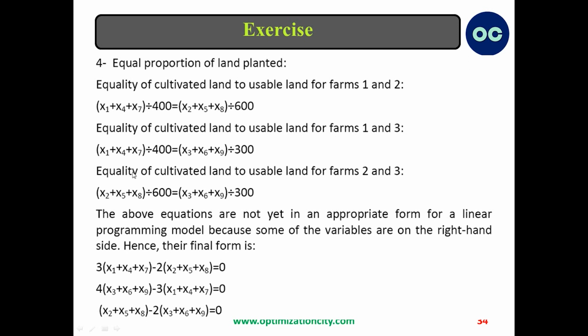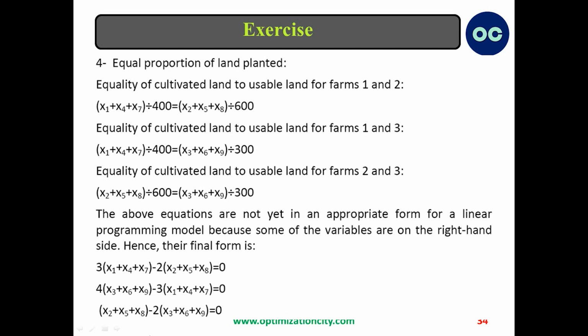Equality of cultivated land to usable land for farm 2 and farm 3, which is shown here. Initially, these constraints are not in the suitable form of linear programming, as some of the variables are on the right-hand side, which is not standard in the linear math representation. Thus, their final form can be expressed as follows.